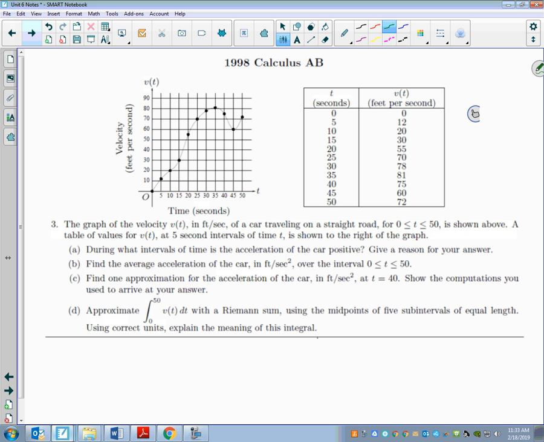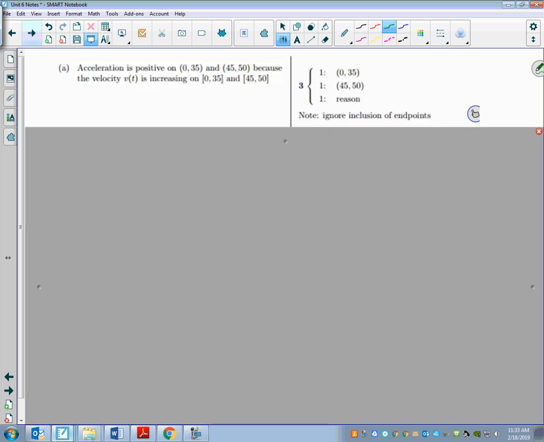This one is similar to one that we did already back before the last unit, and it talks about velocity, and then they're asking questions about acceleration. And so, again, they give you a chart and they give you a graph. So it says, during what intervals of time is the acceleration of the car positive? Give a reason. So acceleration is the derivative of velocity. So acceleration is going to be positive when this is increasing.